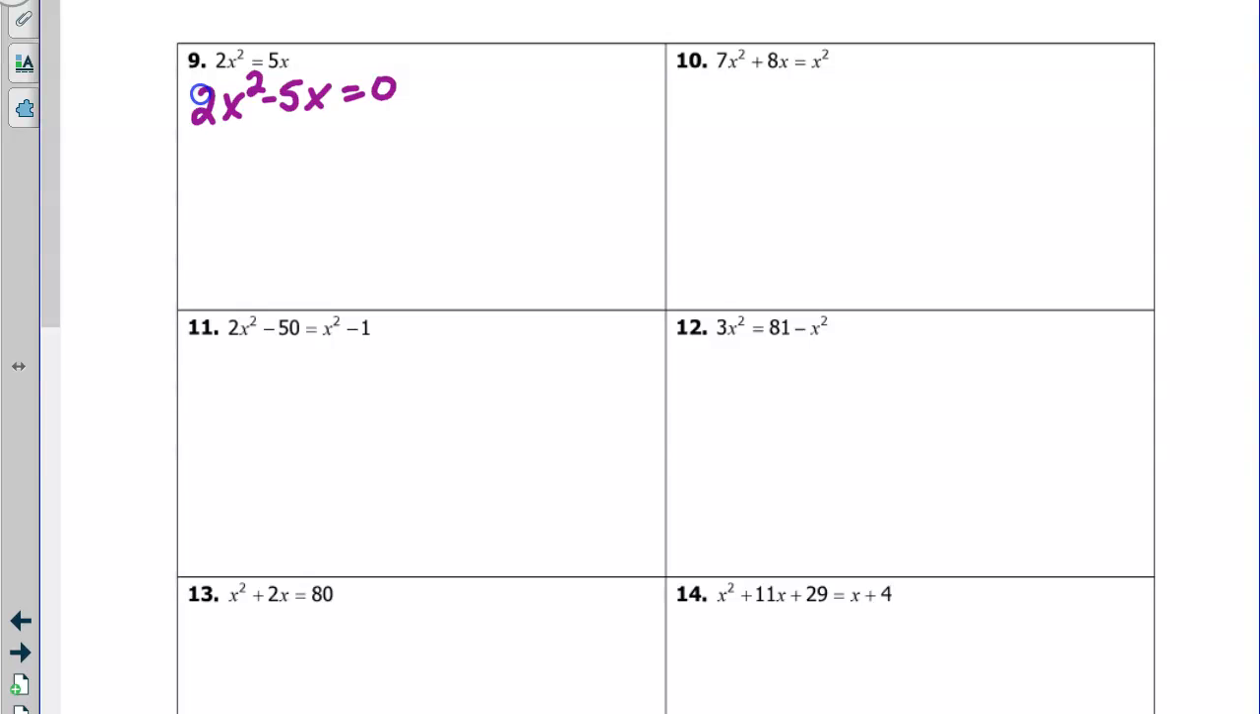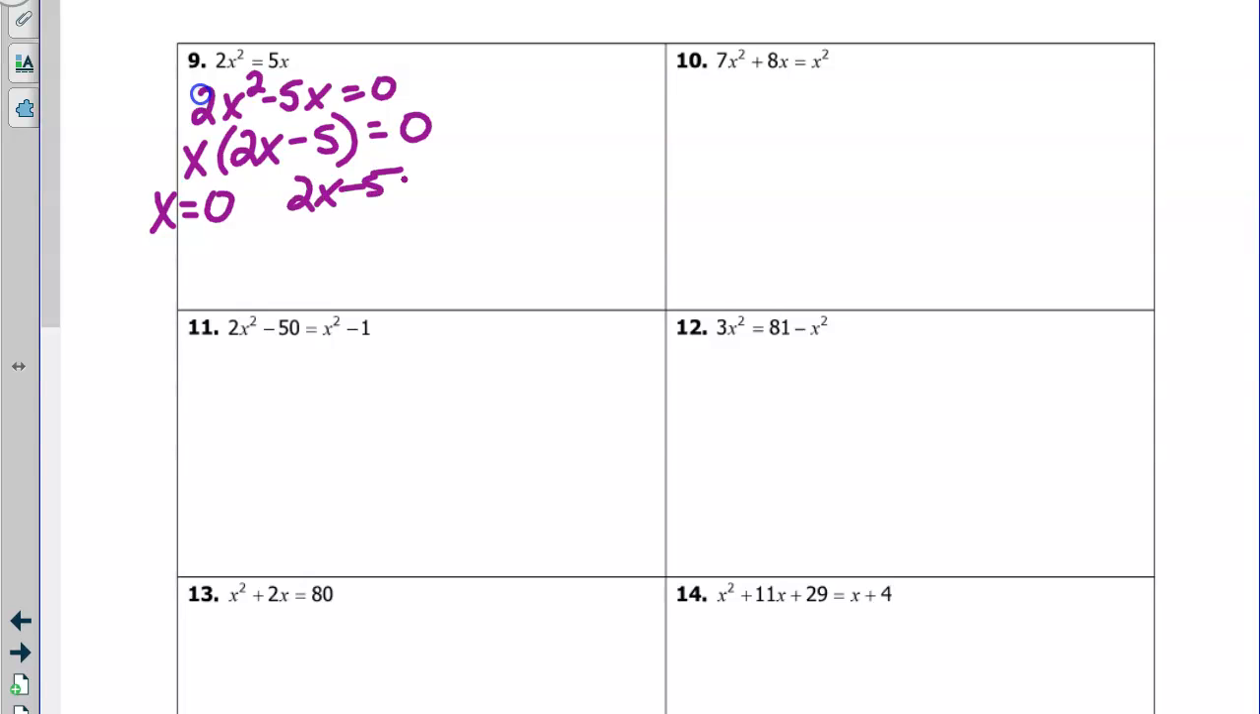How do I factor 2x squared minus 5x? Ethan? You can take what the x is on. Very good. We're taking x out. When we take an x out, we're going to have x times 2x minus 5 equals 0. What do I do from here? Ethan? Make the x on the outside equal 0. Very good. And then that one's done. That one was easy.